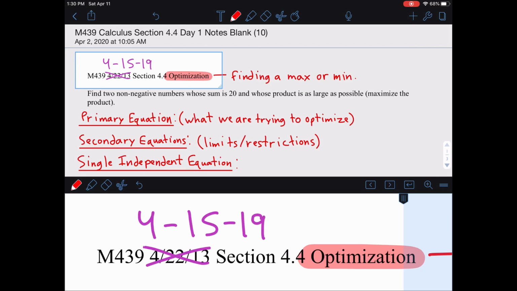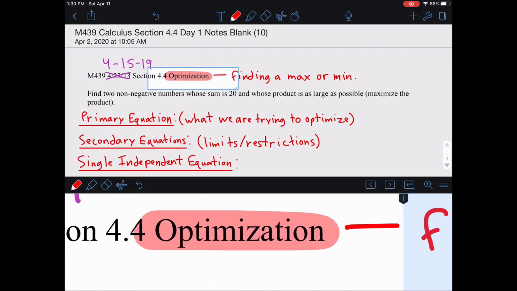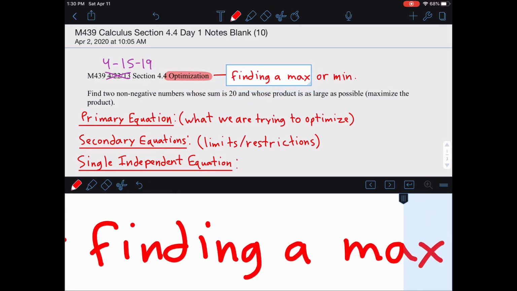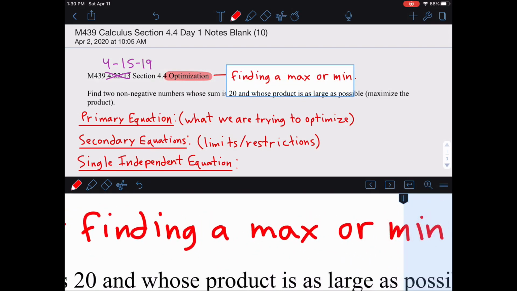Today we're talking about a brand new topic called optimization. This is a really fancy sounding word, but really all it means is we're going to find a max or a min. And lucky for us, we've already gone through this. We know the steps for finding a max or a min.